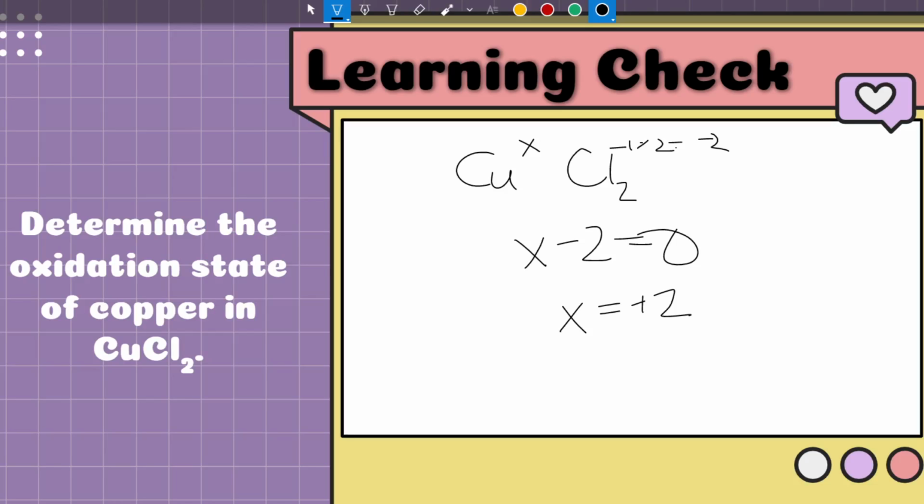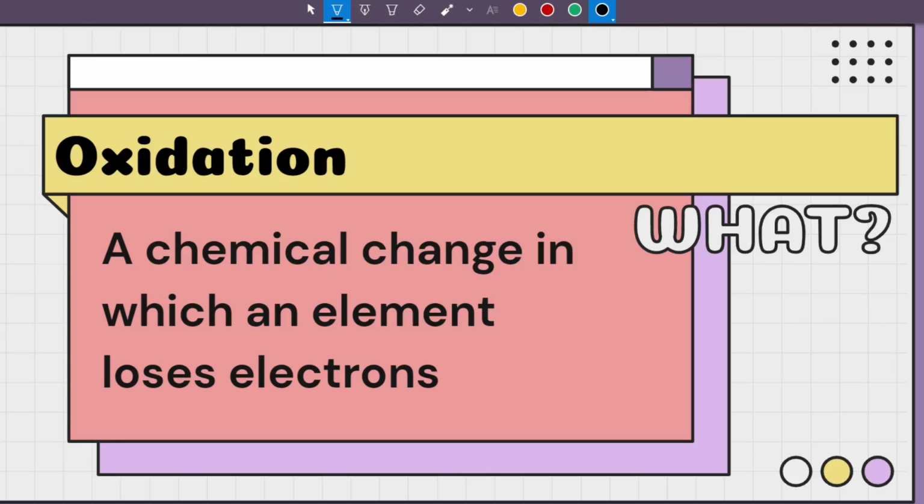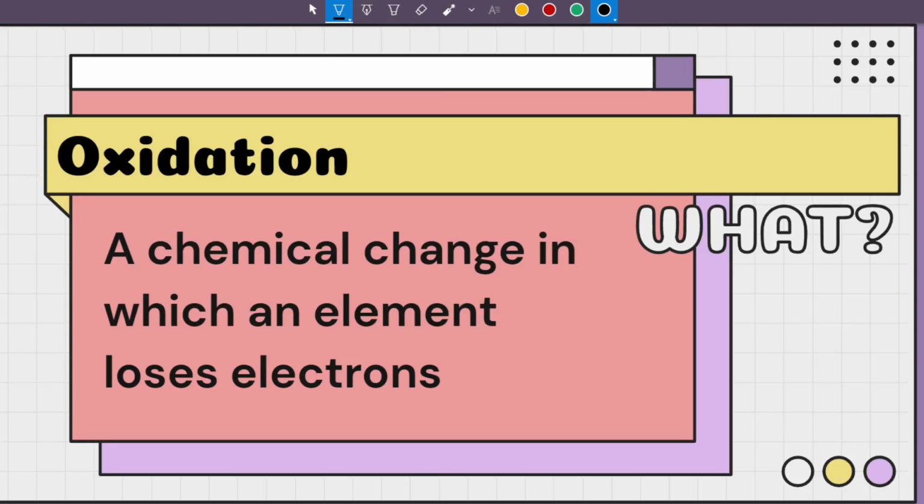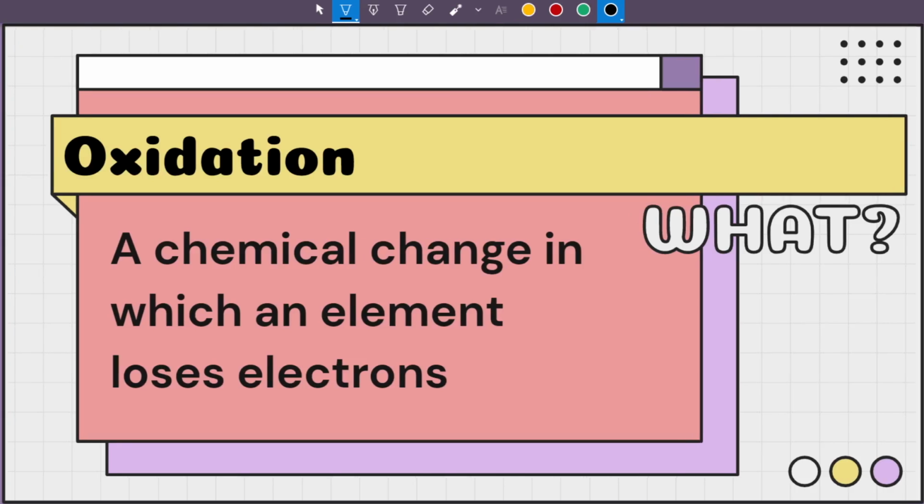Now let's talk about some definitions about oxidation and reduction so that when you see them in your next course, you are familiar with them. The first one is oxidation. This is a chemical change in which an element loses electrons. So when it's oxidized, it's losing electrons.